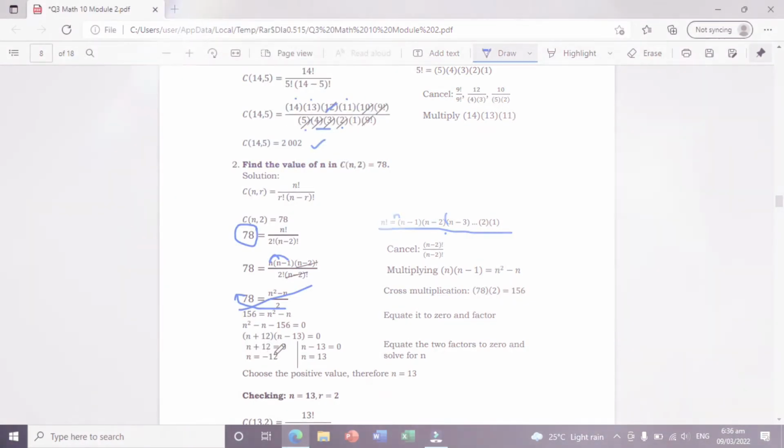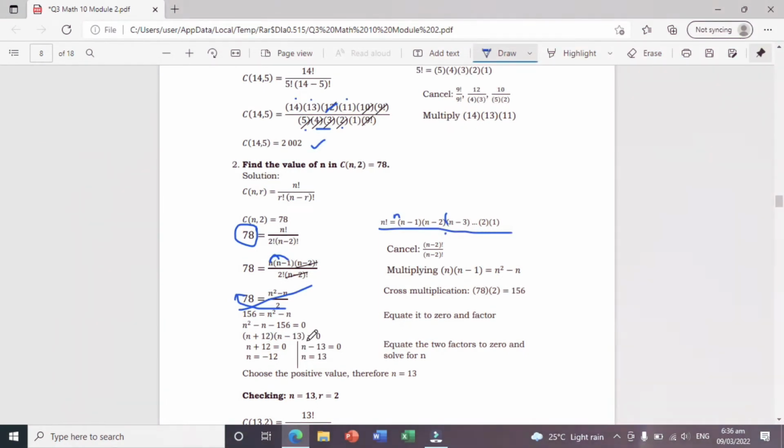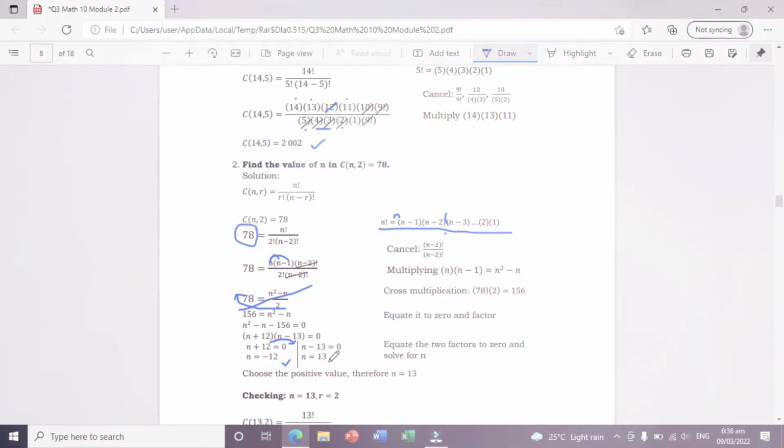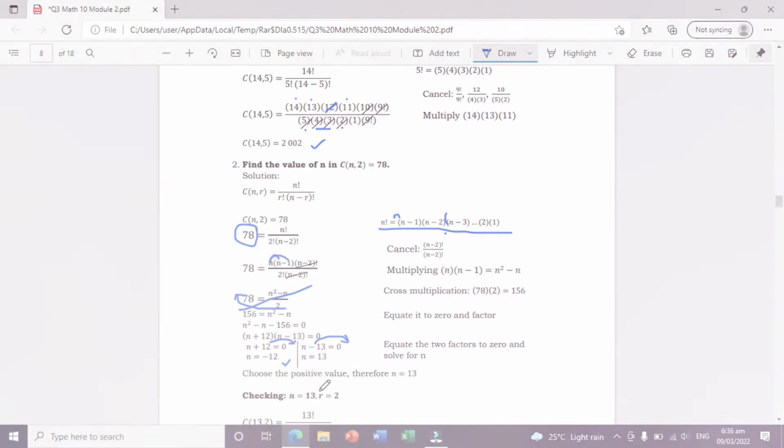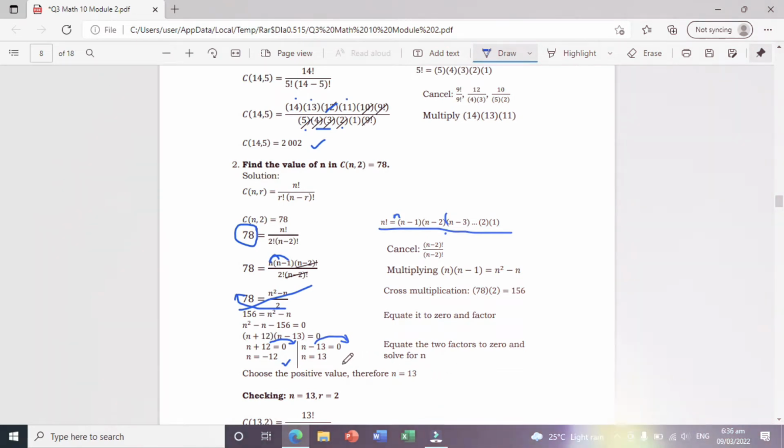Then, solving for n. So, n plus 12 equals 0. N minus 13 equals 0. Then, transpose. Positive 12 becomes negative 12, while n minus 13, put on the other side, minus 13 becomes positive 13. So, we choose the positive value. Therefore, n equals 13. So, why do we need to choose the positive 13?